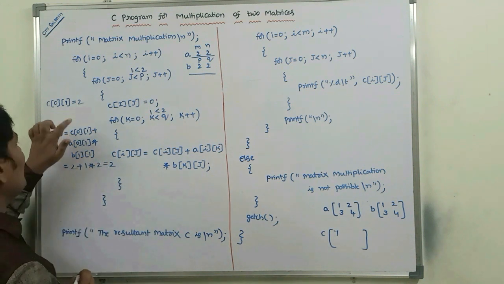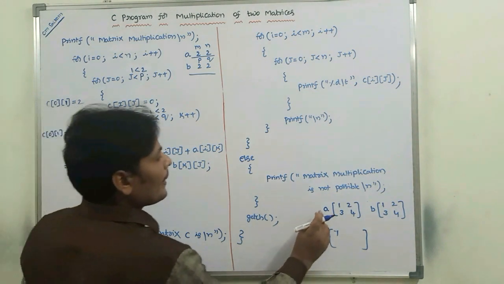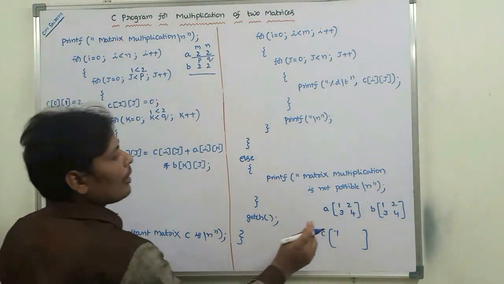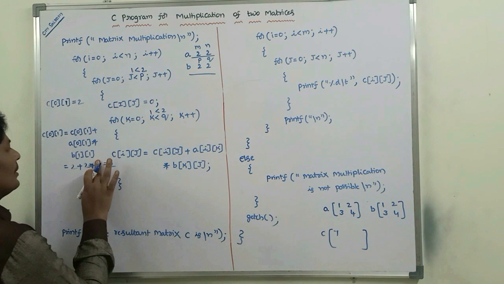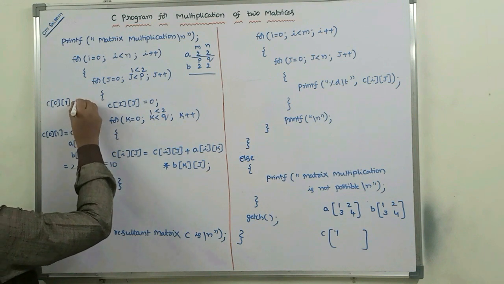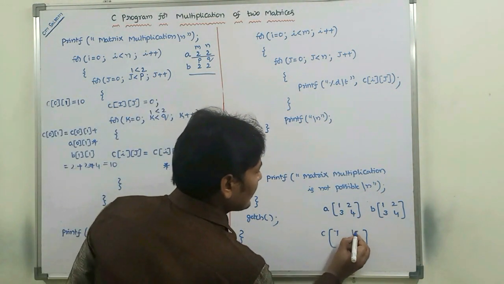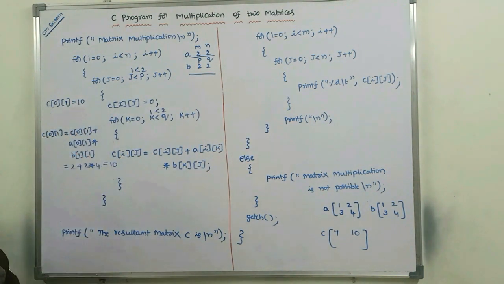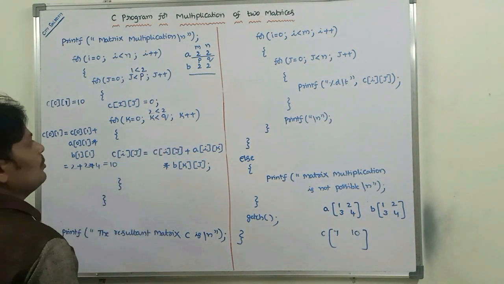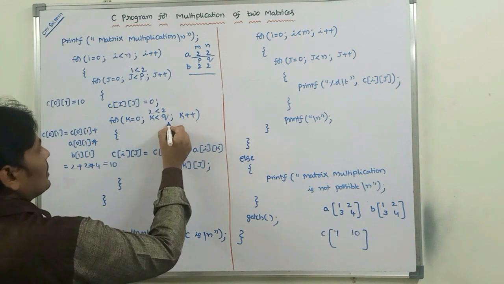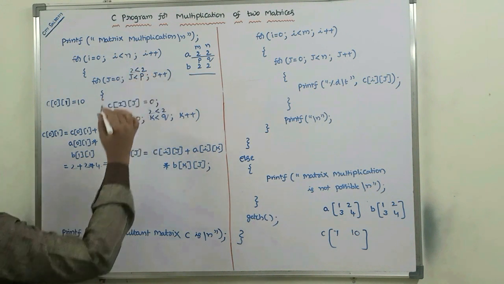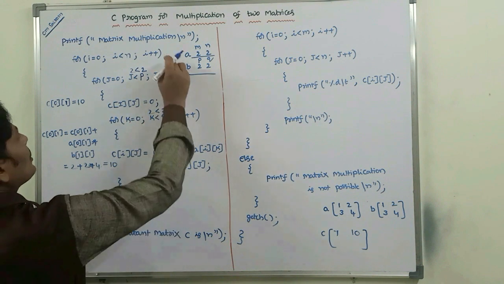C of 0, 1 value 2 plus A of 0, 1. A of 0, 1 value is 2 into B of 1, 1. B of 1, 1 means this one, 4. So 2 plus 2 into 4, that is equal to 10. So now it becomes 10. So C of 0, 1 value is 10. Next, k value is incremented. Now k value 2, 2 less than 2. That is false. Then control goes to the outer for loop. J value is incremented. Now j value 2, 2 less than 2. That is also false. Then the control goes to the outer for loop.